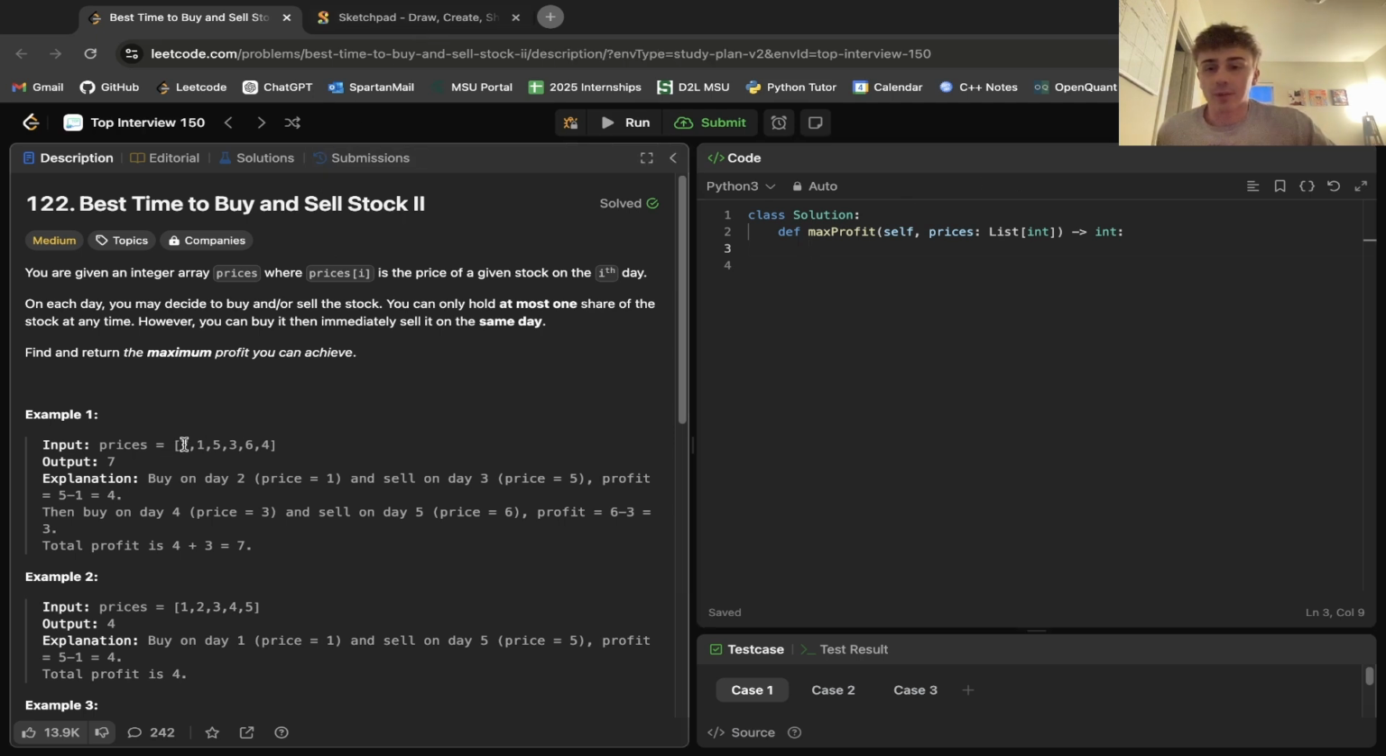So if you have prices 7, 1, 5, 3, 6, and 4, then you would buy on day 2 when the price is 1, and sell on day 3 when the price is 5. Then you're able to buy again on day 4 and take this profit here from going from day 4 to day 5. So then you have the profit of 4 plus the profit of 3 equals 7.